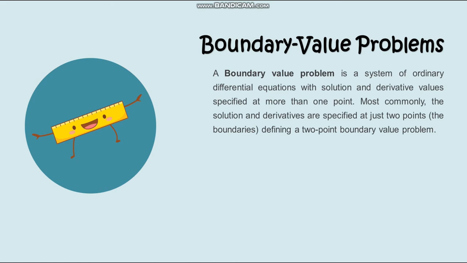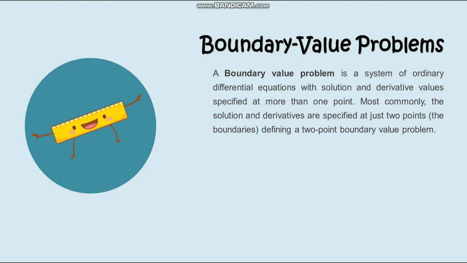So a boundary value problem is a system of ordinary differential equations with solution and derivative values specified at more than one point. Most commonly, the solution and derivatives are specified at just 2 points, the boundaries, defining a 2-point boundary value problem. I hope you can clearly view the picture beside it, because it clearly tells us the difference between the initial conditions and the boundary conditions.